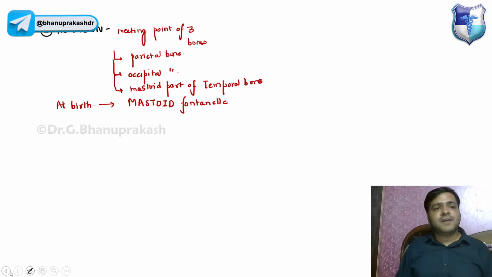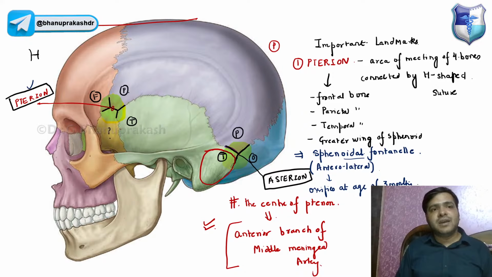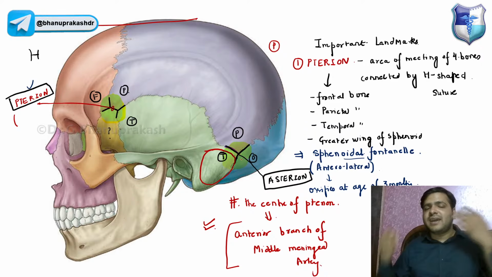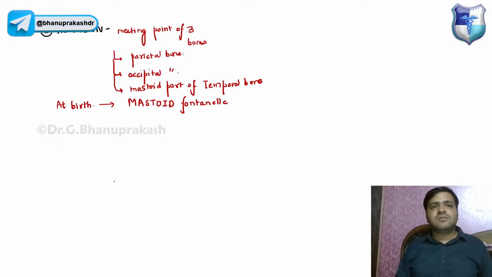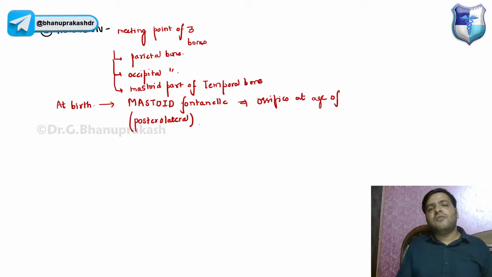If this is the pterion, it's anterolateral. This asterion will be on the posterior side and on the lateral side, so this is also called the posterolateral fontanelle. It ossifies at the age of 3 months.